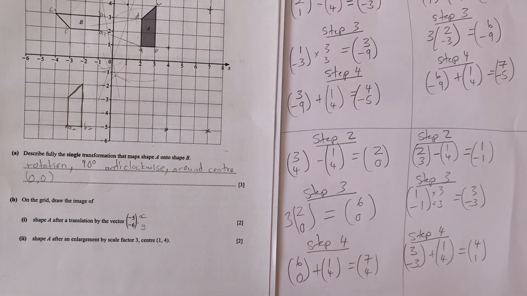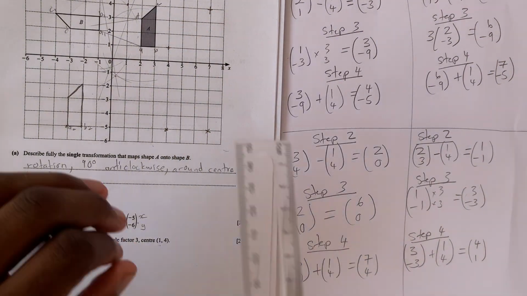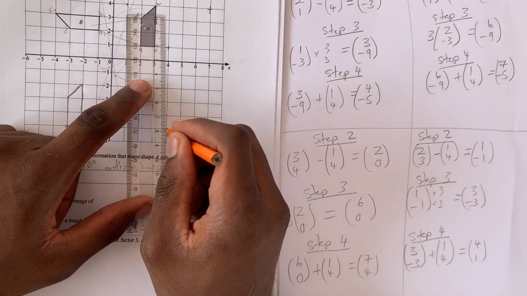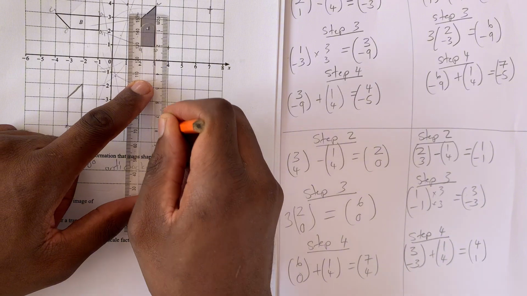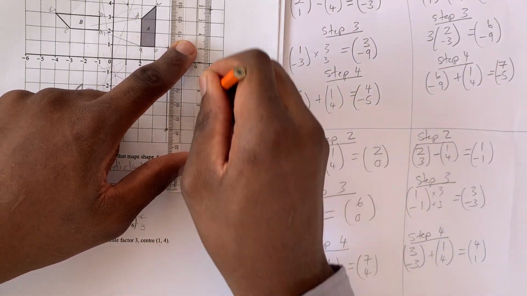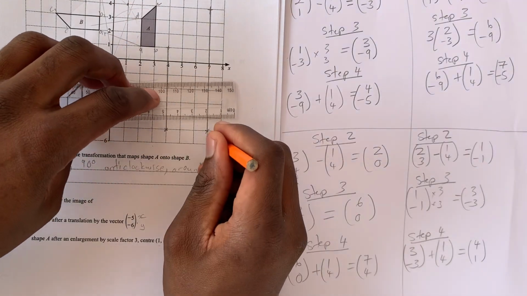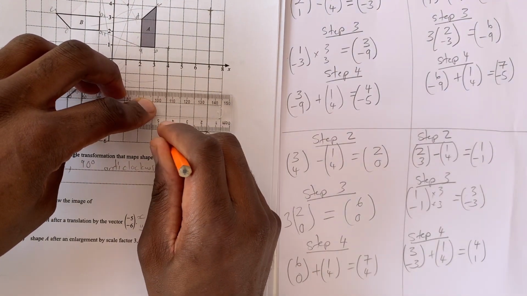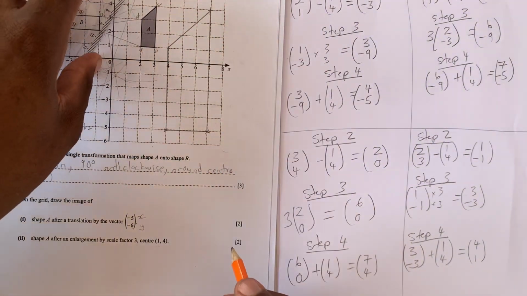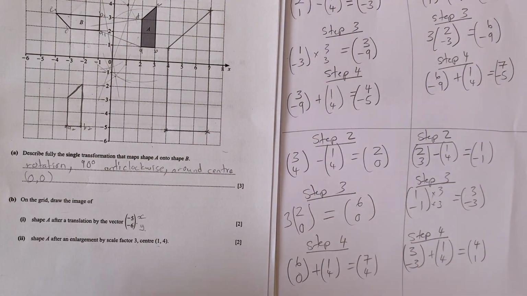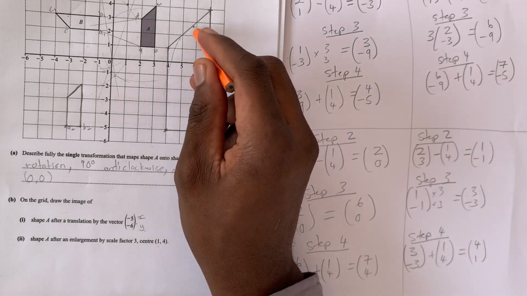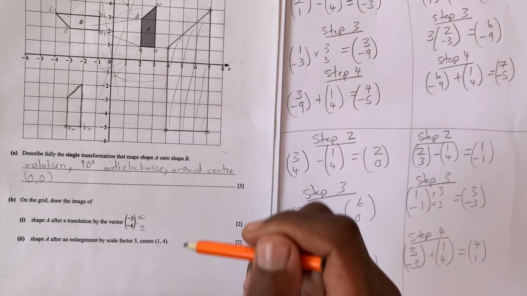Then next, after that, it's simple. I can just join my shape, the lines now, always with a ruler. This, and like that, in the order of the points, like this. So you can see now I have my transformed shape or my enlarged shape A. It's like this one, this new shape.